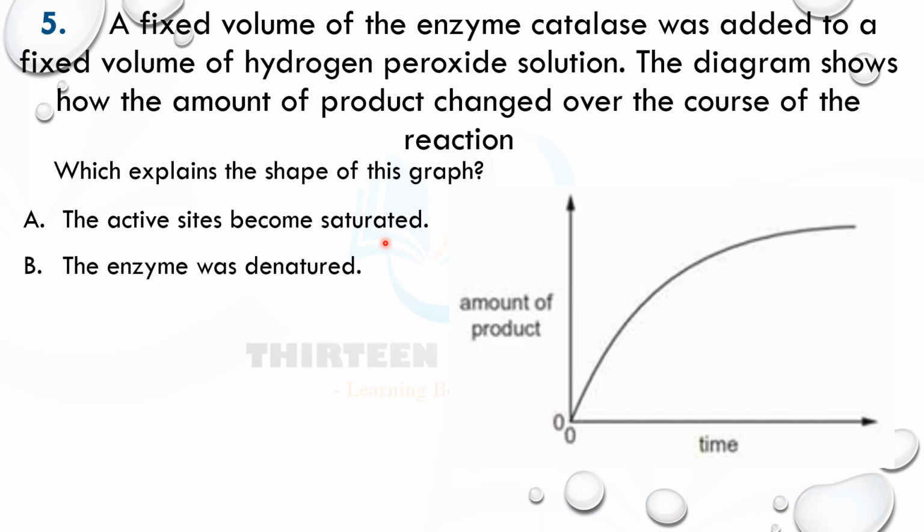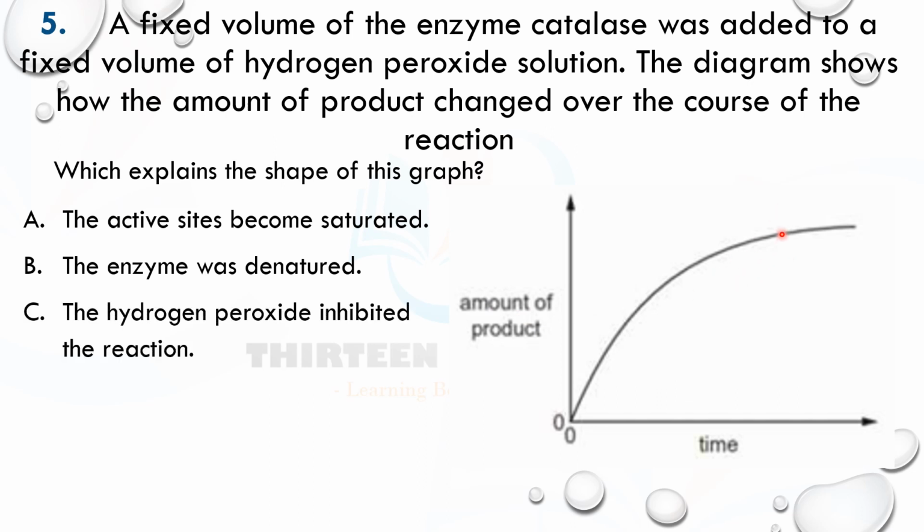All right, B says the enzyme was denatured. Not really, nothing shows that it's denatured, okay. You will check. C says the hydrogen peroxide inhibited the reaction. The hydrogen peroxide is the substrate. Substrate is not an inhibitor, okay. Catalase breaks down hydrogen peroxide to water and oxygen. So C doesn't look like the answer.